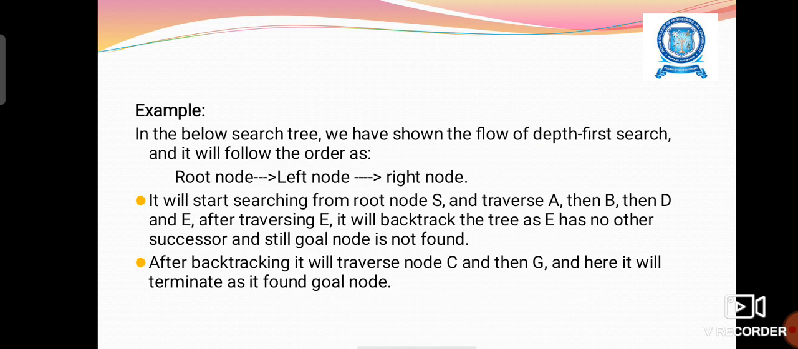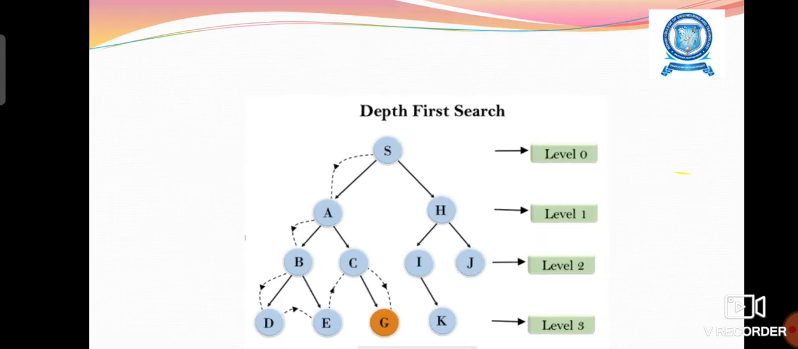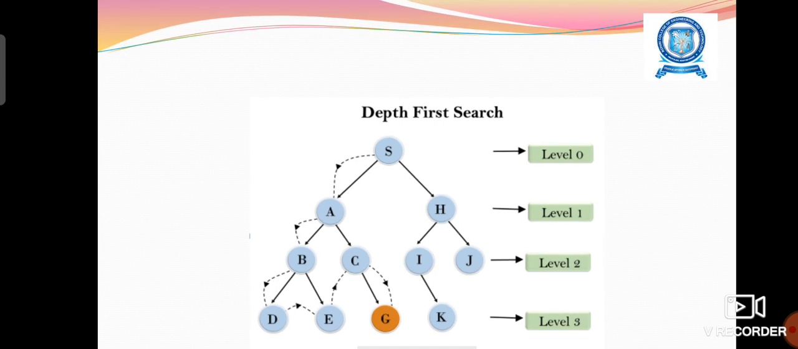Normally the DFS will follow the order: root node to left node to right node. In this example, this is the search tree. It will start from the starting node, the root node. Unlike the previous algorithm, it will go to the next nodes depth-wise. It won't explore the breadth-wise nodes. From S it will go to the successor A. From A it will go to the successor B. Each time it will search for the goal node, and from B it will explore the possible successors.